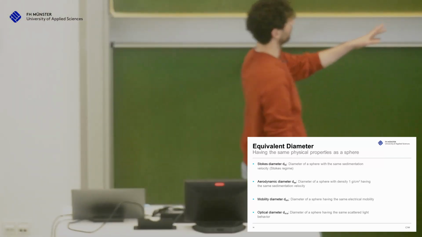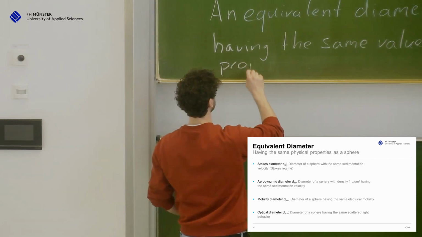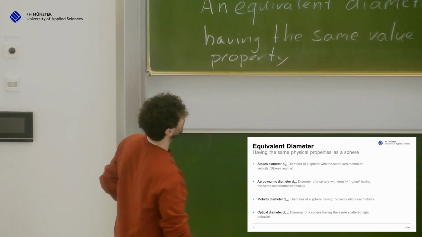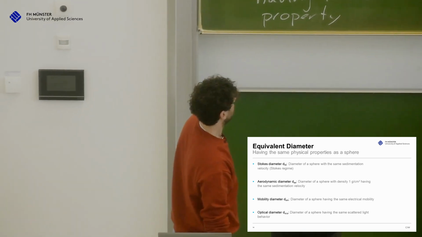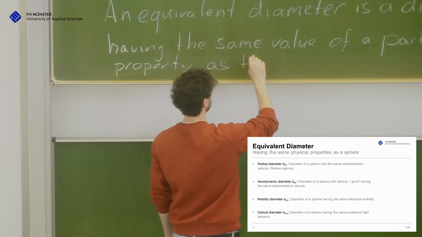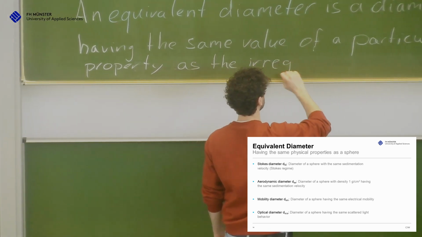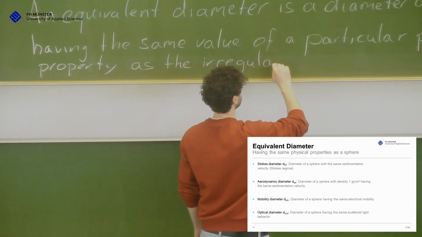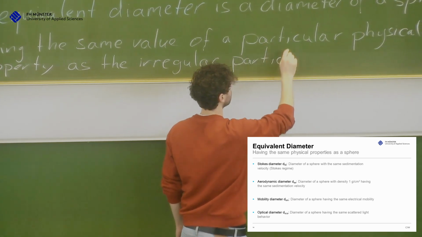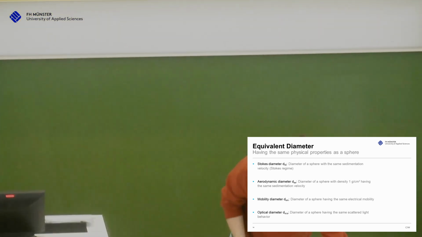Having the same value of a particular physical property. Now it's a little bit as the irregular particle. Right? The key is the irregular particle.